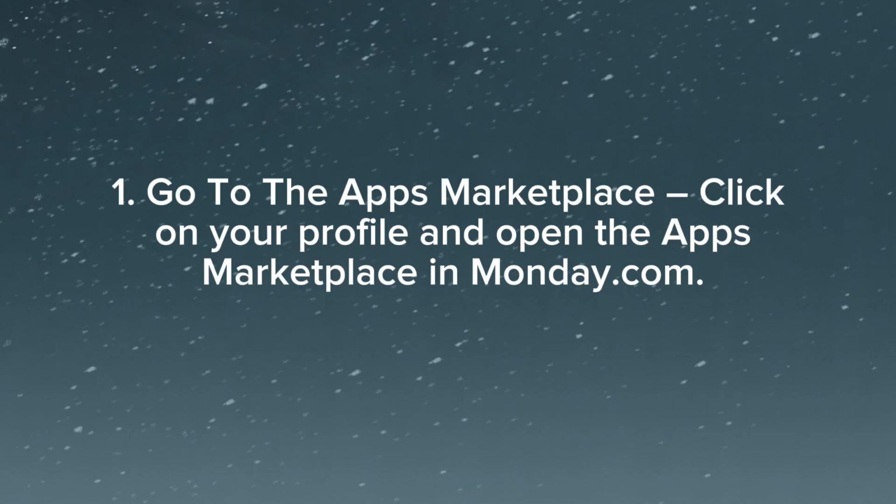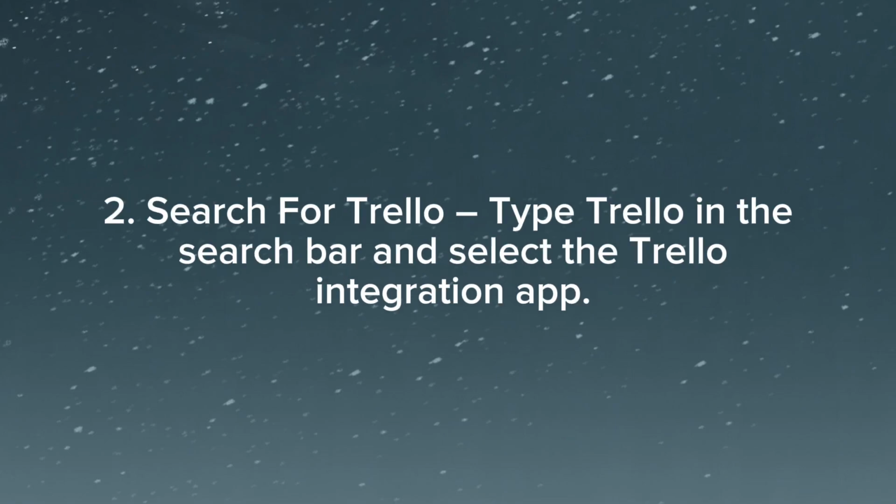1. Go to the Apps Marketplace. Click on your profile and open the Apps Marketplace in Monday.com. 2. Search for Trello. Type Trello in the search bar and select the Trello integration app.